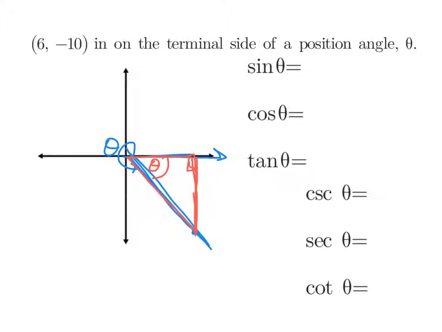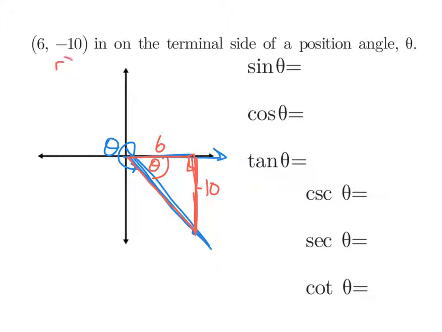My point was 6, negative 10. That meant I went 6 in the x direction and negative 10 in the y direction. And now we have to identify what the hypotenuse is. Now, don't think that just because you see a 6 and a 10 that this is going to be the old 6, 8, 10. No, take a second and do the Pythagorean theorem.